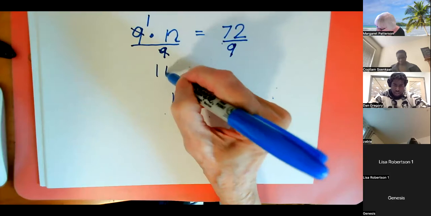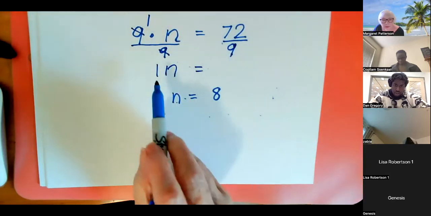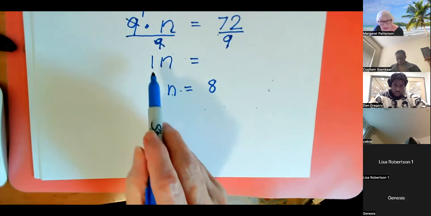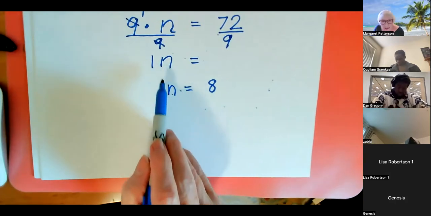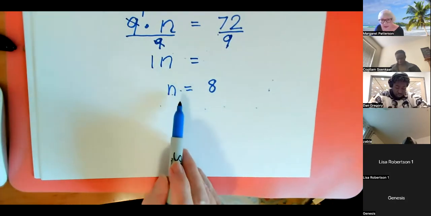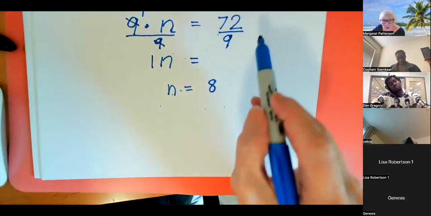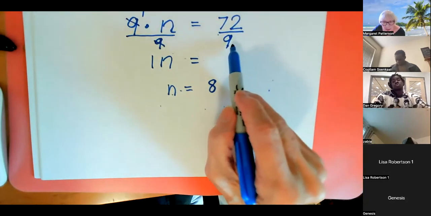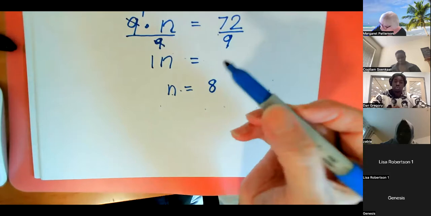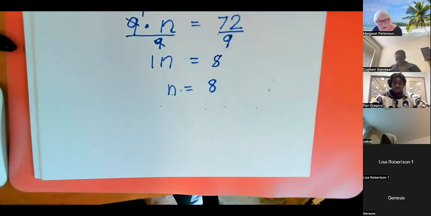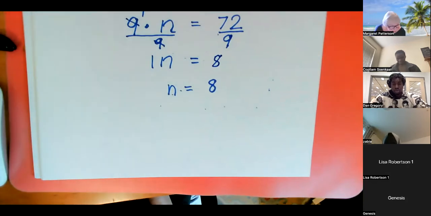And so 1n is correct. But in algebra, they don't waste effort, and instead of 1n, they just say n, which means 1n. But over here, this is where we actually get the answer. 72 divided by 9 is 8. So I'm just showing you that. We'll eventually be doing that just a little bit. Okay.